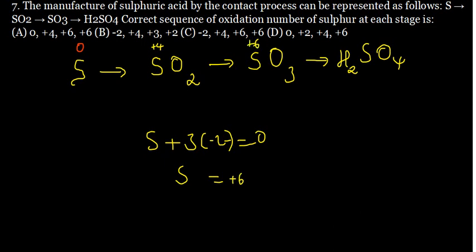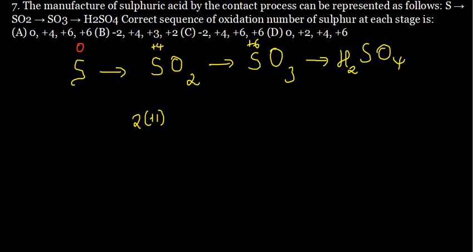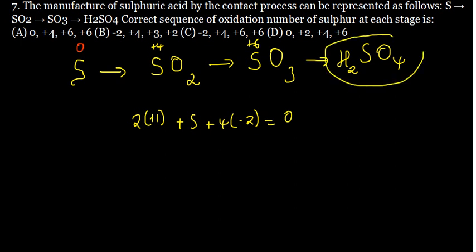Now if we go into sulfuric acid, we have 2 hydrogens, and we know that each hydrogen's oxidation number is +1. And then we have a sulfur, plus 4 oxygens, each with an oxidation number of -2. They should give us 0 because this compound is not charged. So this is going to be +2 plus sulfur minus 8 is equal to 0.